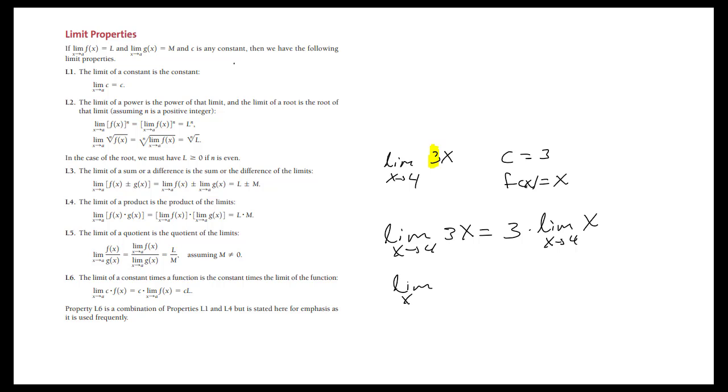Then the limit when x approaches 4 of 3x is equal to 3 times the limit of x, and I just need to plug in the value here, and I'm going to have 4. Then the limit when x approaches 4 of 3x is equal to 12.